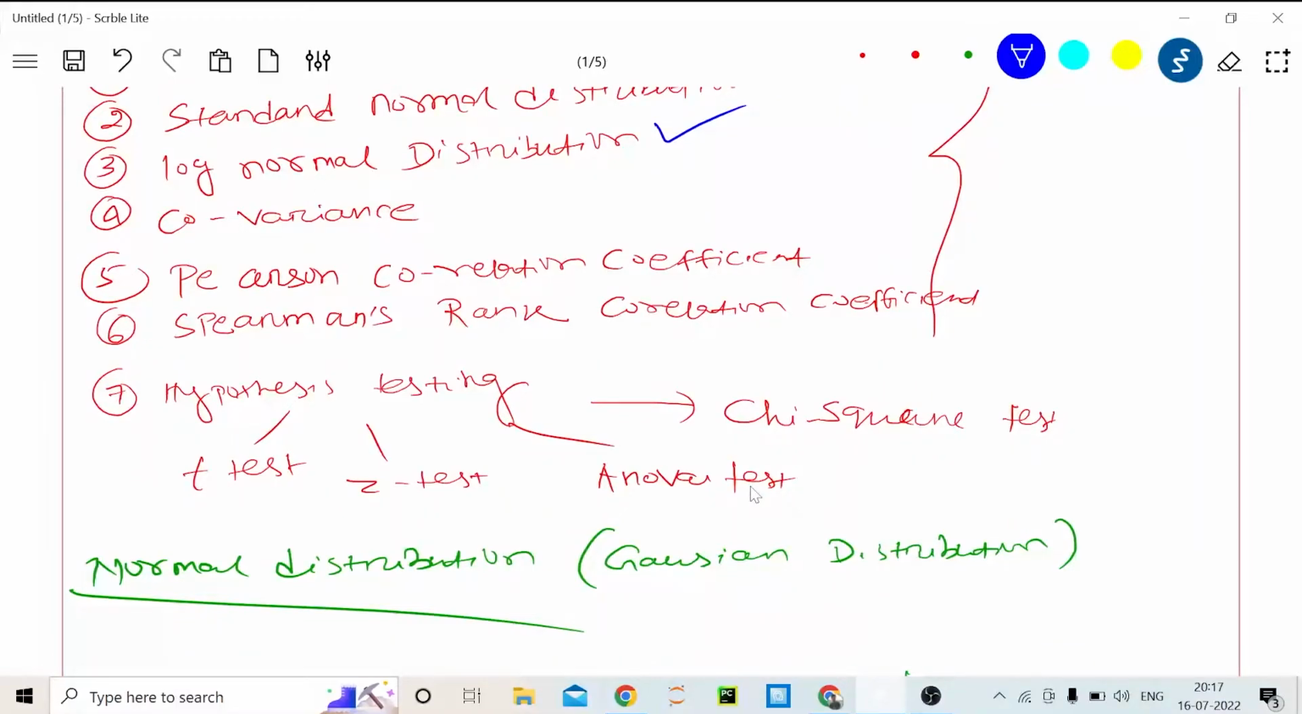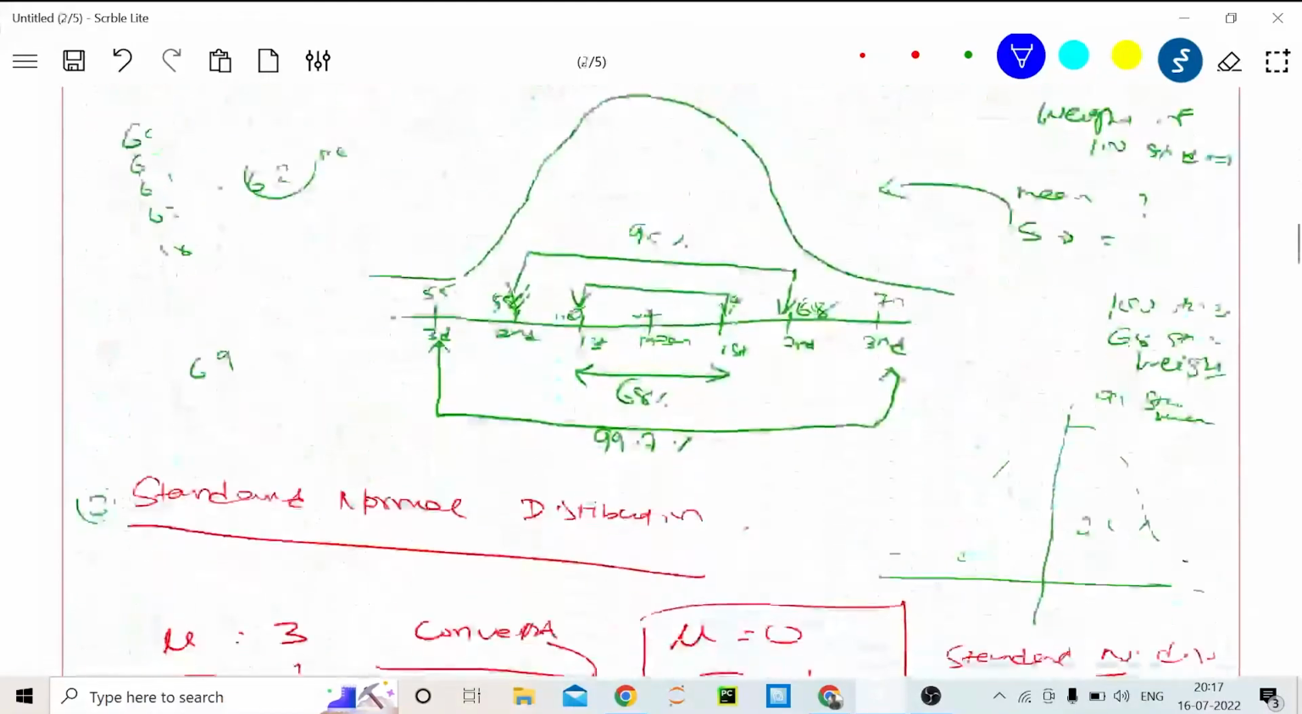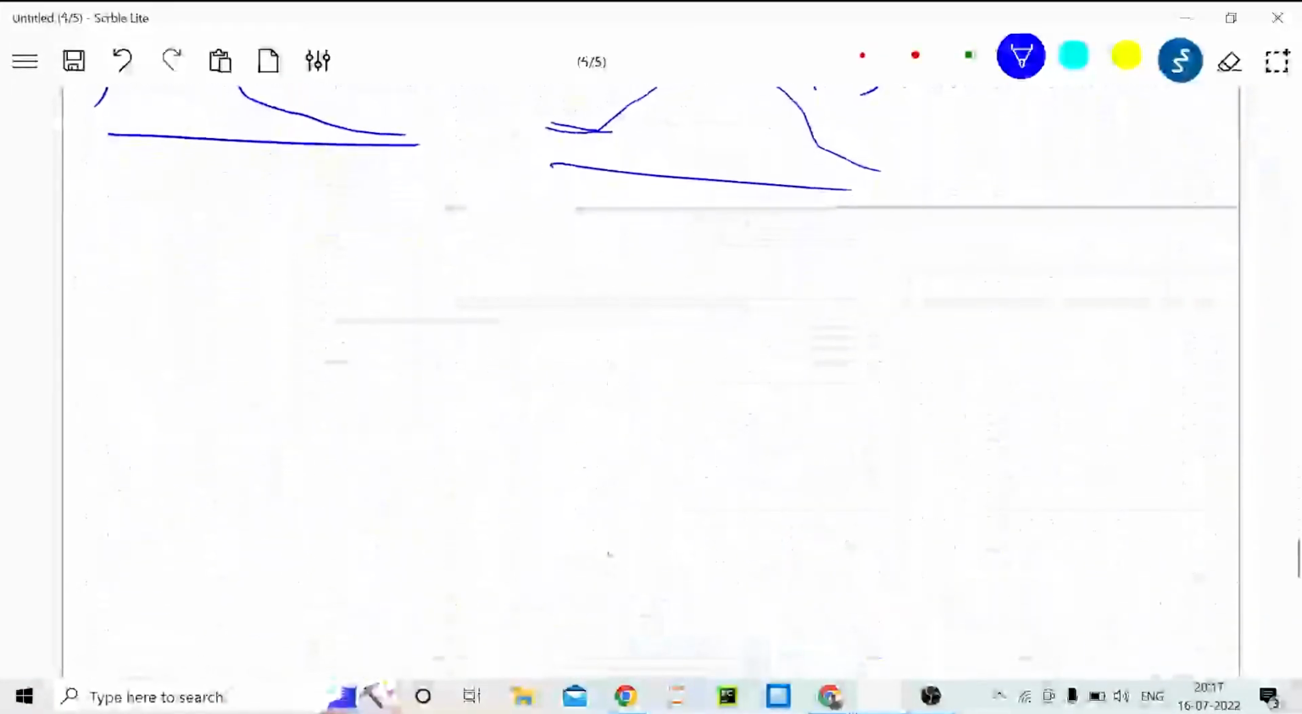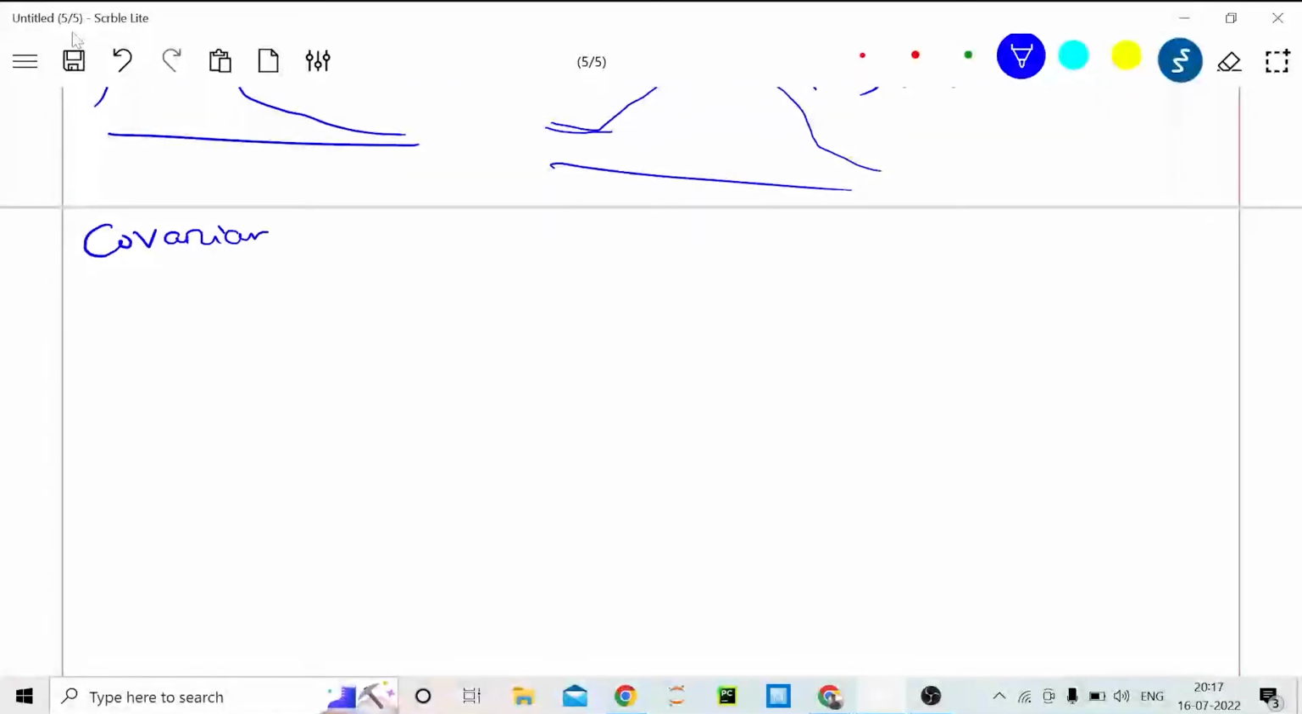Next we'll learn covariance. After that, Pearson correlation and Pearson's rank correlation coefficient. I will tell you about hypothesis testing, which we will learn next class. Now come to covariance. What is covariance? I will tell you one example.